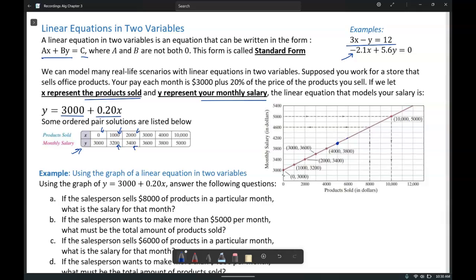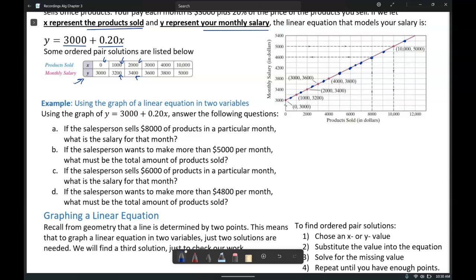Any point that we could plot on this line is considered a solution to the equation, even these points here in the middle. So there's an infinite number of combinations of how much money you could earn based on how much product you sell. We can use graphs and we can use linear equations to analyze different aspects of the situation.